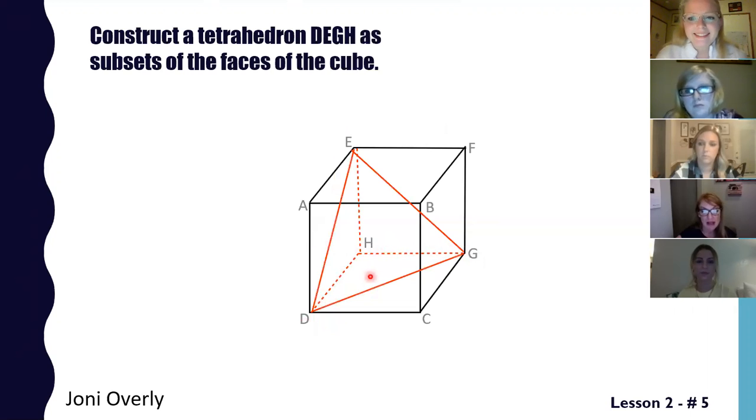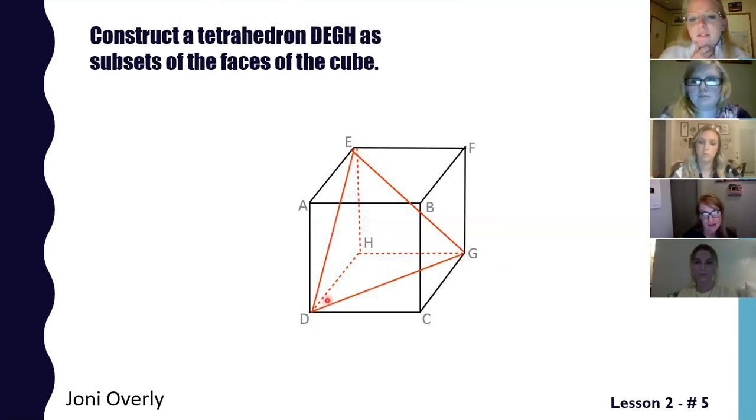So now when we construct that, it's basically your D, E, G, and H. So yeah, it's pretty simple. You just connect those lines, the D to the E, the E to the G, and finally, to complete it, the G to the D.